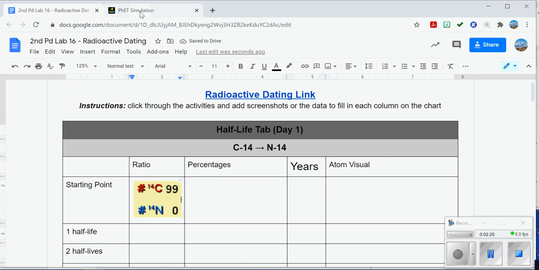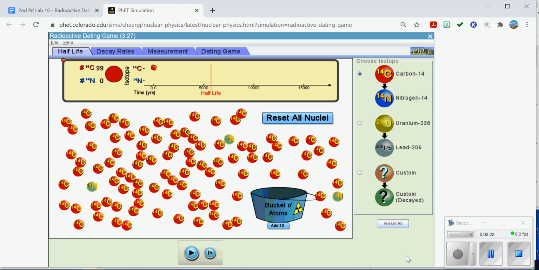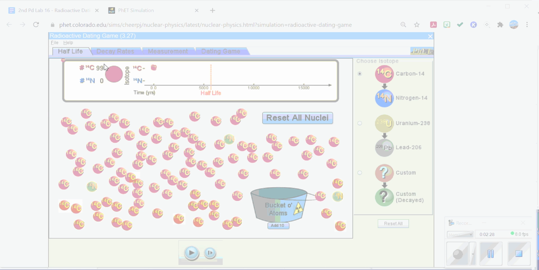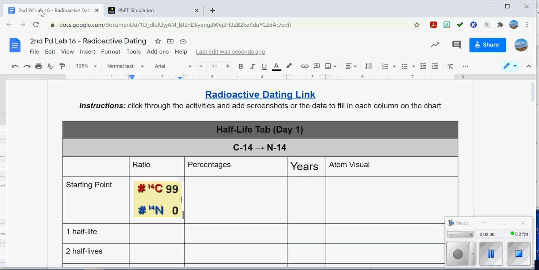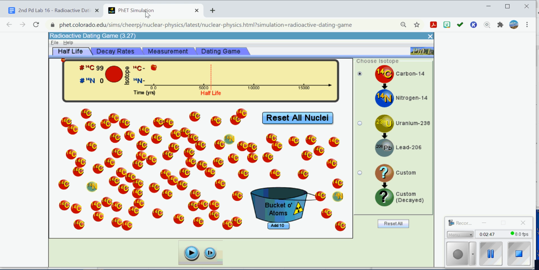And then I need the atom visual. So the atom visual is just, what do I see here? Okay, and I'm going to take another screenshot. And basically we're just comparing, like, how does this material look? So this would be like if we're analyzing a fossil or something. The atoms, to get that visual, do I see mostly red, radioactive stuff, or do I see mostly blue, stable stuff? And so what we're going to do is we're going to stop this at 1 half-life, 2 half-lives, and 3 half-lives. But what does that mean?